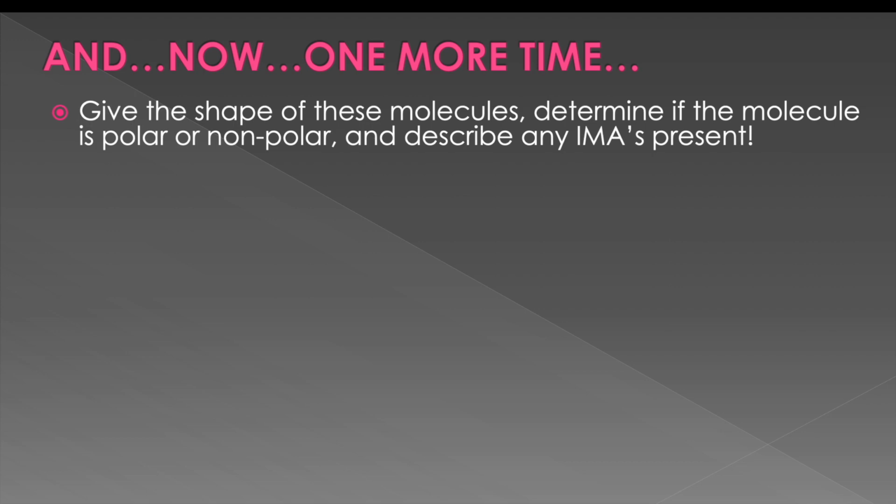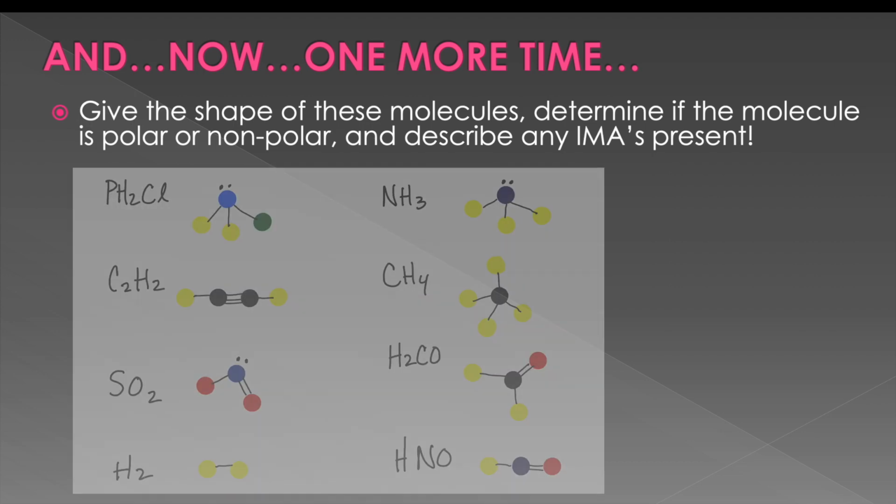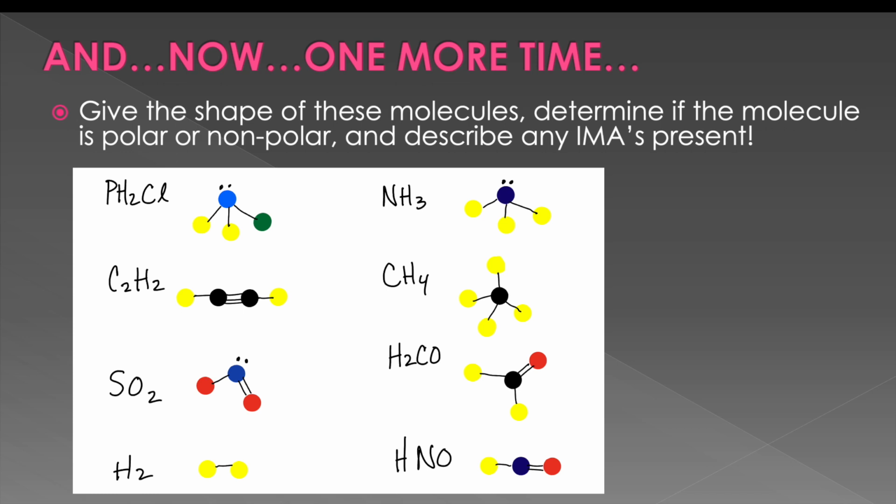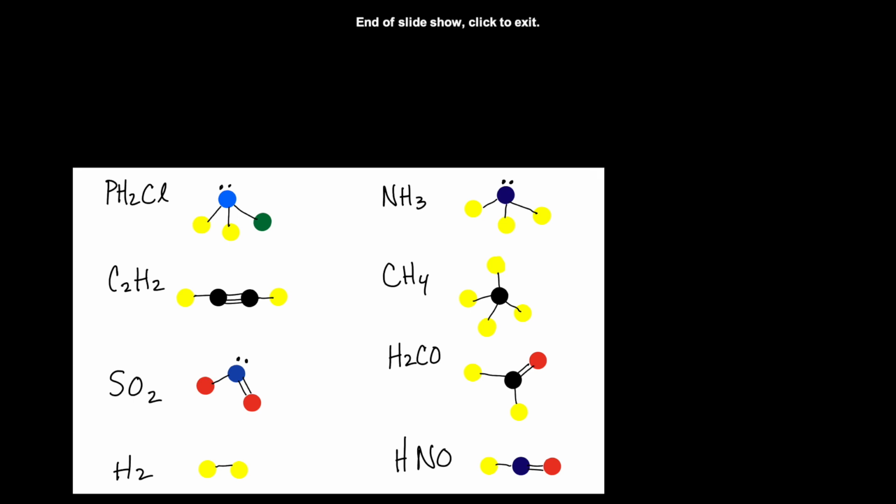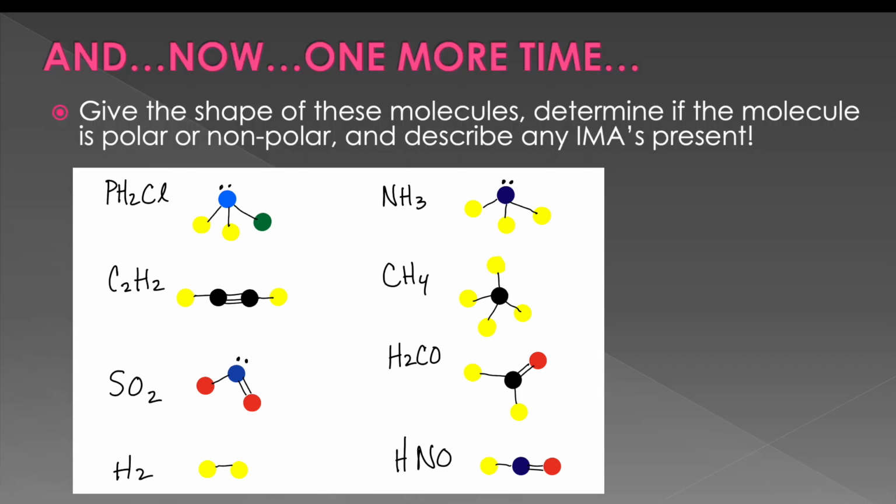So one more time, give the shape of these molecules and determine if the molecule is polar, nonpolar, and describe any IMAs or intermolecular attractions that are present. So here's PH2Cl. On a test, you might need to know how to draw that. CH2O2, again, you need to know how to draw it. SO2, H2, NH3, CH4, H2CO, HNO. So go ahead and pause the video and see if you can figure those out.